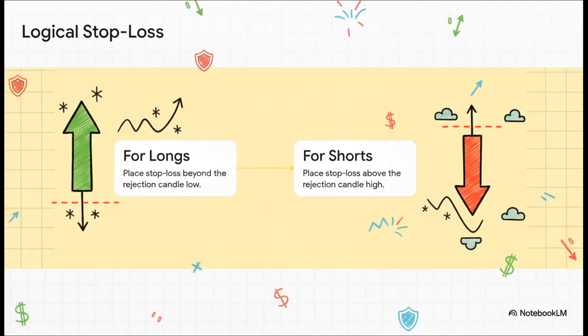You're completely disconnecting your risk from the trade idea itself. Here's the key. Let the setup tell you where to put your stop. It's so simple and logical. If you're going long, your stop goes just a little bit below the low of that beautiful rejection candle you found.